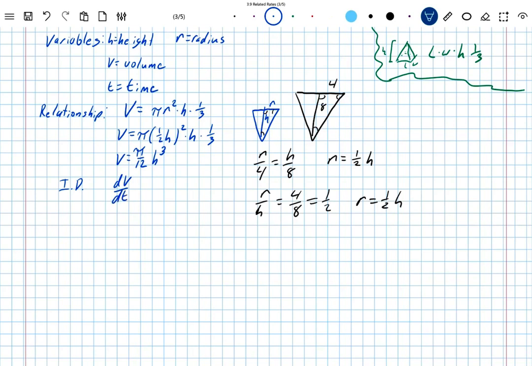dV/dt is equal to, that's a constant, pi over 12. The 3 comes down. It becomes a 2. And I want to be done, but I'm not, because the chain rule says I need the derivative of h. Beautiful. Beautiful. All right, I'm ready to plug in.